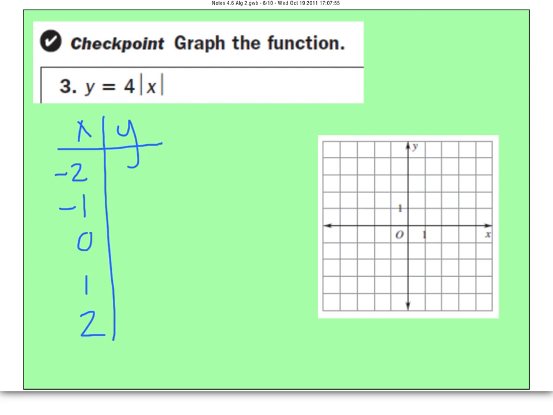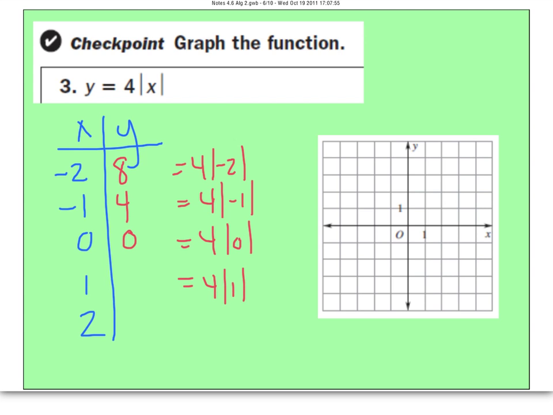To simplify, I'm going to put -2 in, so 4 times the absolute value of -2. Absolute value of -2 is 2, times 4 would be 8. The next 4 times the absolute value of negative 1, that's going to be 1 times 4 is 4. 4 times the absolute value of 0, 0 is 0, times 4 is 0. 4 times the absolute value of 1, 1 is just 1, then times 4 is 4. And then 4 times the absolute value of 2, absolute value of 2 is positive 2, then times 4 is 8. Start to notice you do see some patterns here, so let's go ahead and graph it.